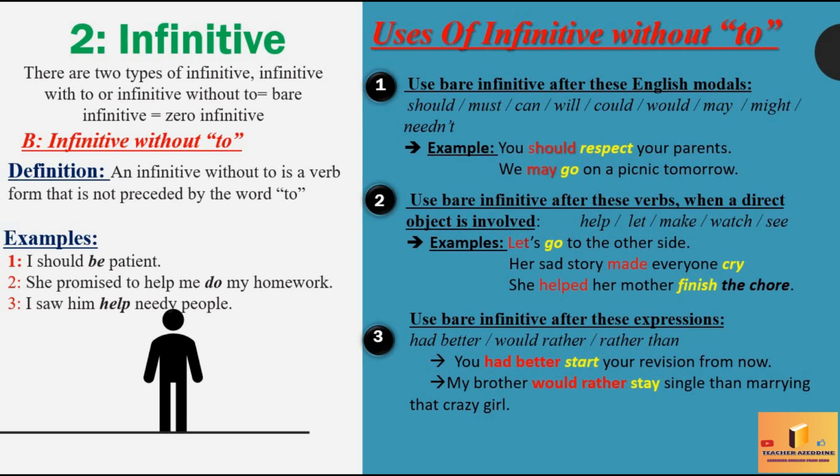The infinitive without to in these cases: in number 1, be; in number 2, do; in number 3, help. In number 1 we have the modal should, so should be. In number 2, help me do, we have help. Number 3, we have saw, verb see.